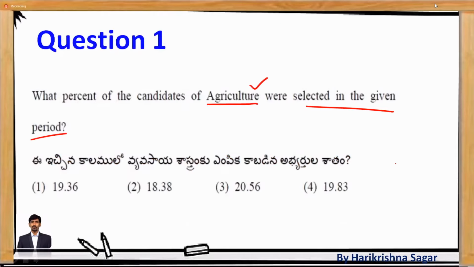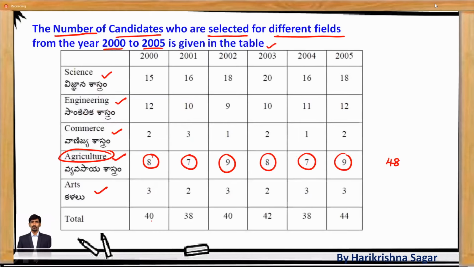But what is the question talking about? What percentage of the candidates are selected over the period? So 48 members are selected, out of how many members? You can look at the total number of selections over the period. 40 plus 38 plus 40 plus 42 plus 38 plus 44. So total, how many members are selected? Total 242 members are selected.